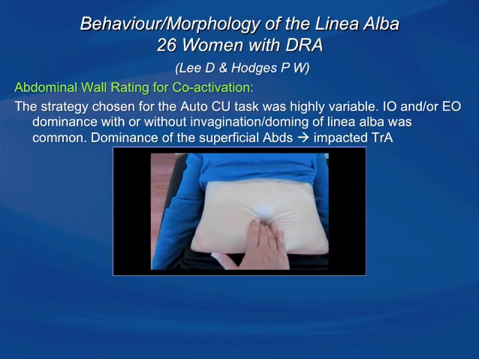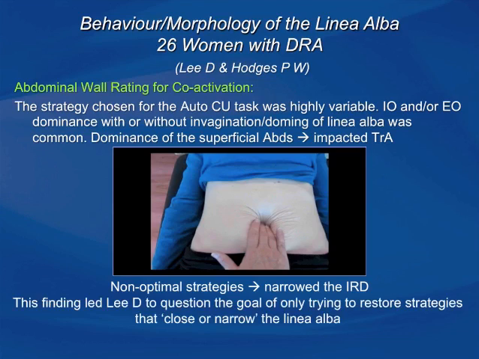And we learned a lot from looking at the abdominal wall activation strategy and what happened in relationship to the Inter-Recti distance. And although we haven't officially analyzed it, it certainly seems that these non-optimal strategies narrow the Inter-Recti distance. And so for a while now, that finding has led me to question the goal of only trying to restore strategies that close or narrow the Linea Alba.